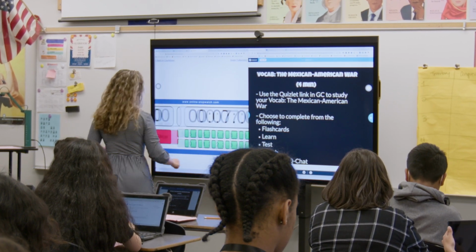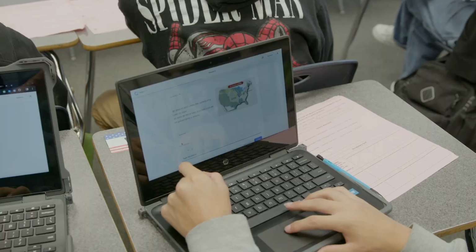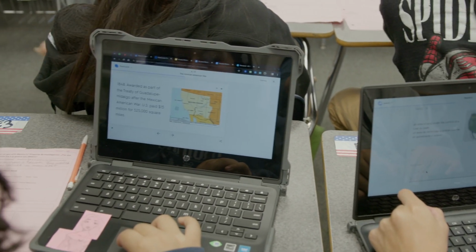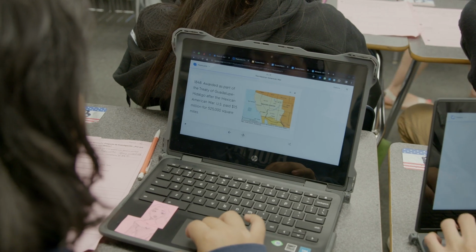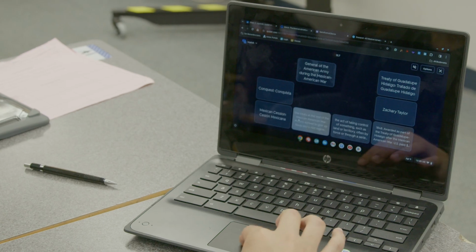Another option when it came to vocabulary was on Quizlet.com. They have a lot of different activities that students can use to engage with vocabulary. So I let them choose which activity they want, whether it was flashcards or learn or match, whatever one they chose. They can use that as long as they were getting familiar with their vocabulary.